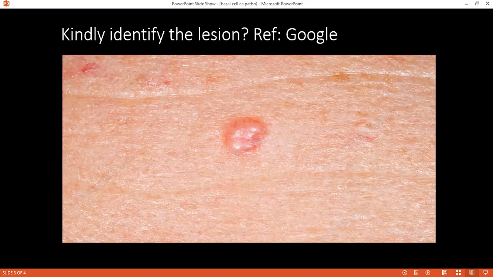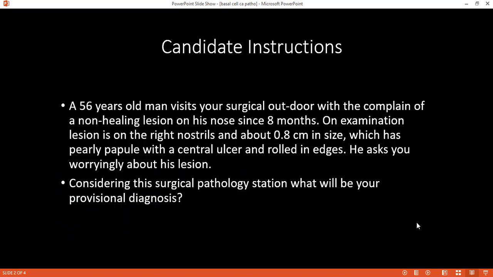Can you please tell me the differences between basal cell carcinoma and squamous cell carcinoma? Basal cell carcinoma arises from the basal layer just near the basement membrane, while squamous cell carcinoma arises from the superficial layers of the epidermis. Basal cell carcinoma arises only on regions which are sun exposed, while squamous cell carcinoma can also arise on regions which are not sun exposed.